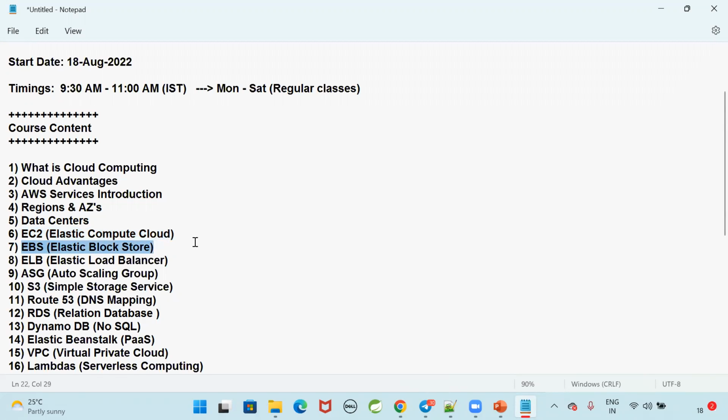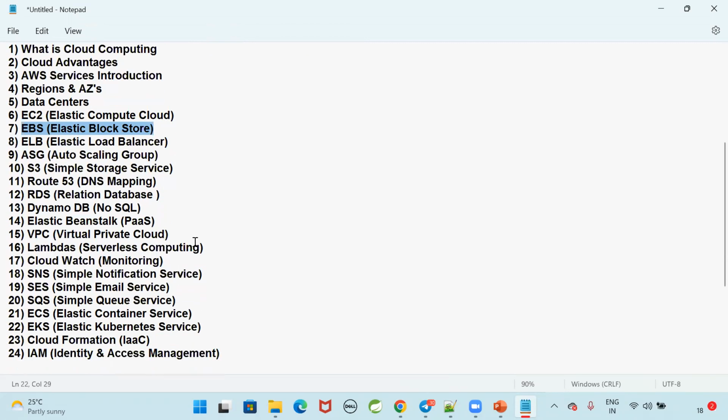EBS stands for Elastic Block Store. It is a storage service. ELB, Elastic Load Balancer. ASG, auto scaling group. S3, it is for storage purpose. Unlimited storage we can achieve by using S3. Route 53, it is for DNS mapping. How to map our applications to a domain name? We can do that by using Route 53.